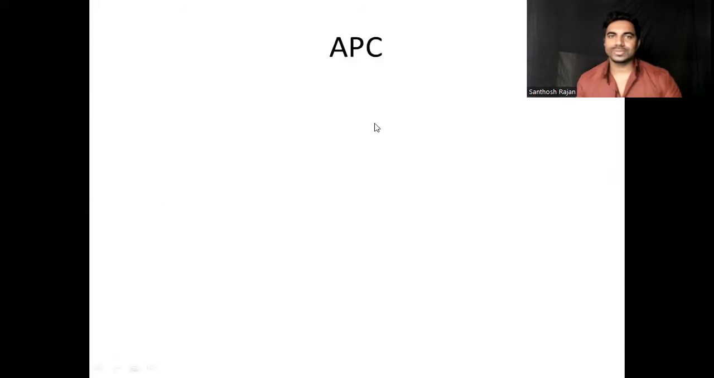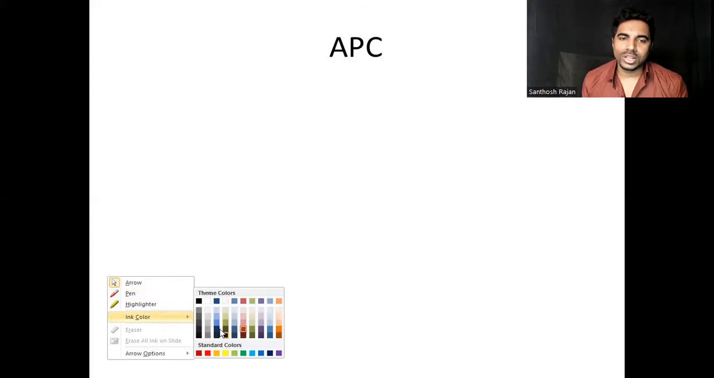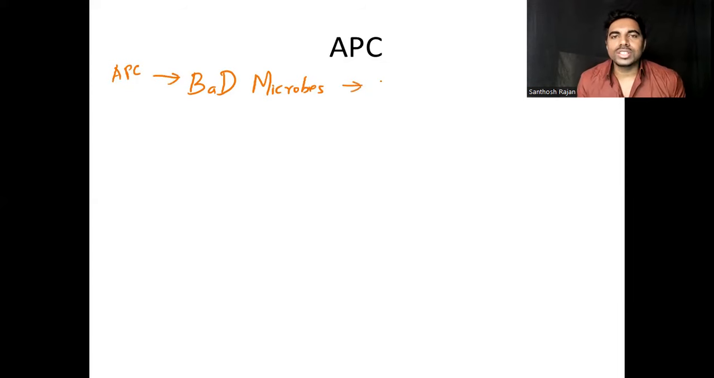Okay, now next. Antigen presenting cell. Very simple and easy. You don't even have to use your brain here, exactly if you ask me. So, what is this? In antigen presenting cell, the shortcut is, you know what? Bad microbe is the shortcut. What do they do? Antigen presenting cells present the bad microbes to T cells, to kill them. Okay. So, that's the shortcut.